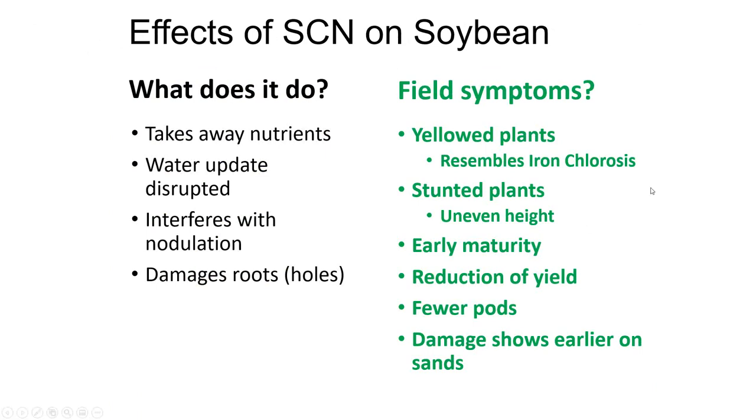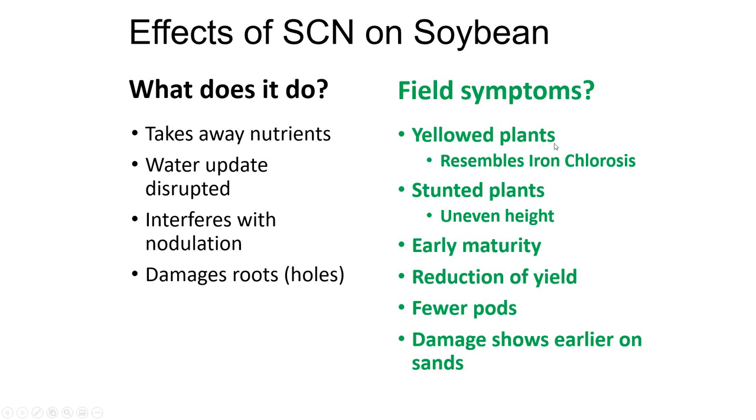Okay, so what does SCN do? Well, a lot of things that we've already talked about. Takes away nutrients or can't take up nutrients, takes vigor away from plants, water uptake is affected, interferes with nodulation because the roots aren't as vigorous to feed the bacteria, damages roots so we can get secondary infections that we'll talk about in a moment.